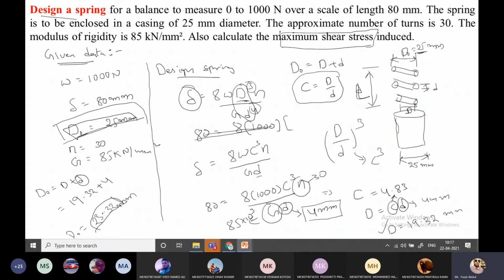So based on this criterion, we can conclude that our assumed wire diameter value of 4 mm is safe. After writing this statement, the parameters required for designing the spring are: wire diameter that we calculated as 4 mm, mean diameter we calculated as 19.32, and the outside diameter is already given, but our designed value of outside diameter is 23.32. These are all we calculated. So this is nothing but the designing of the spring. Okay.